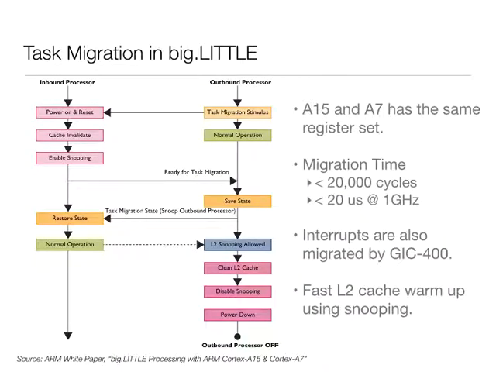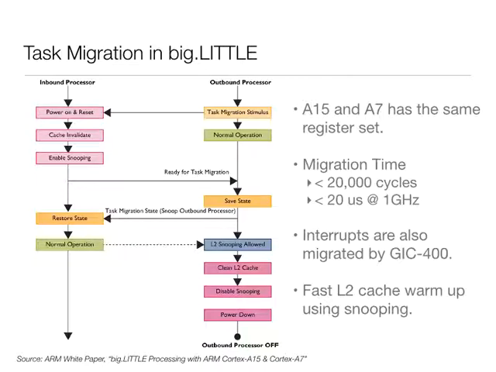So task migration is the big deal. The nice thing about the A15 and A7 is that they have exactly the same instruction set architecture, the same set of registers that are visible. So in theory, at least, migration of programs is literally just copying all the state from one to the other, but it takes time. Roughly 20,000 cycles, so a few tenths of a microsecond.